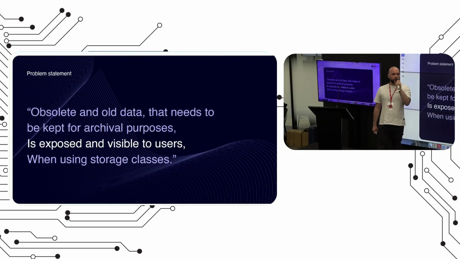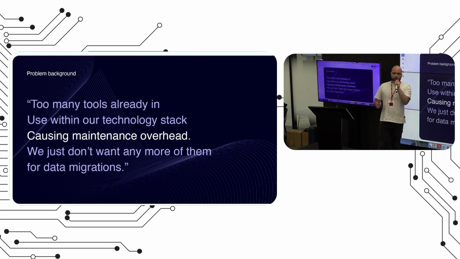The problem was that all of our obsolete and old data within the buckets that we're exposing to clients became visible while using storage classes. So an easy way would be just to move the data away to some other buckets so it wouldn't be visible. However, remember the second slide I showed you? We had a bunch of tools lying around, and we said we don't want any more of those. It's just going to be a headache. It's going to be tech debt in the future. We want to use whatever we have already in place.